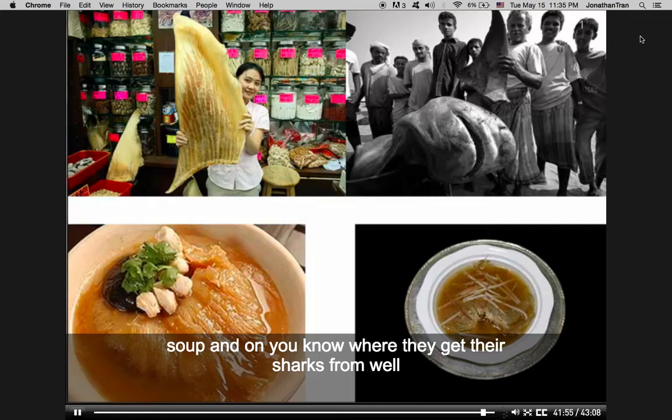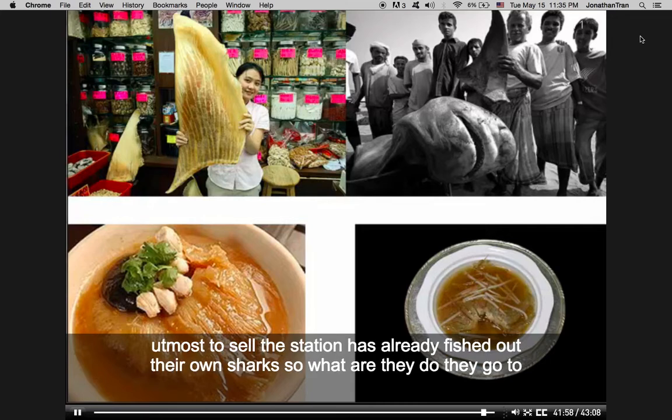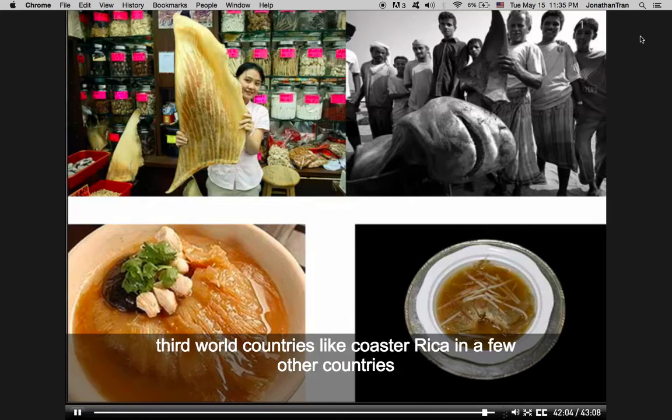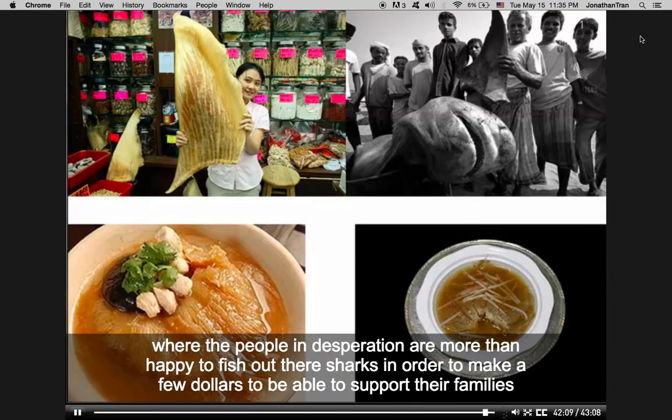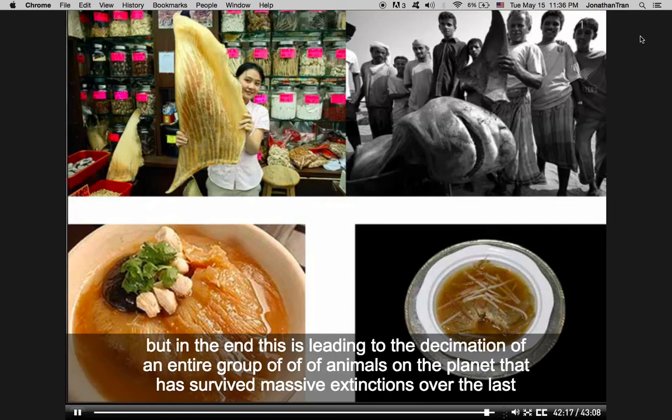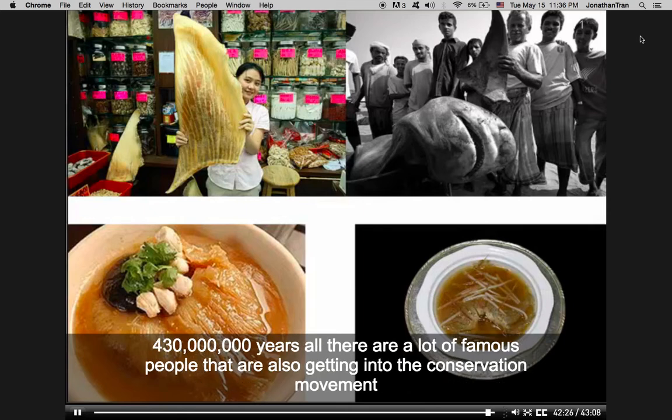And where did they get their sharks from? Well, most of Southeast Asia has already fished out their own sharks. So what do they do? They go to third world countries like Costa Rica and a few other countries, where the people in desperation are more than happy to fish out their sharks in order to make a few dollars to be able to support their families. But in the end, this is leading to the decimation of an entire group of animals on the planet that has survived massive extinctions over the last 430 million years.